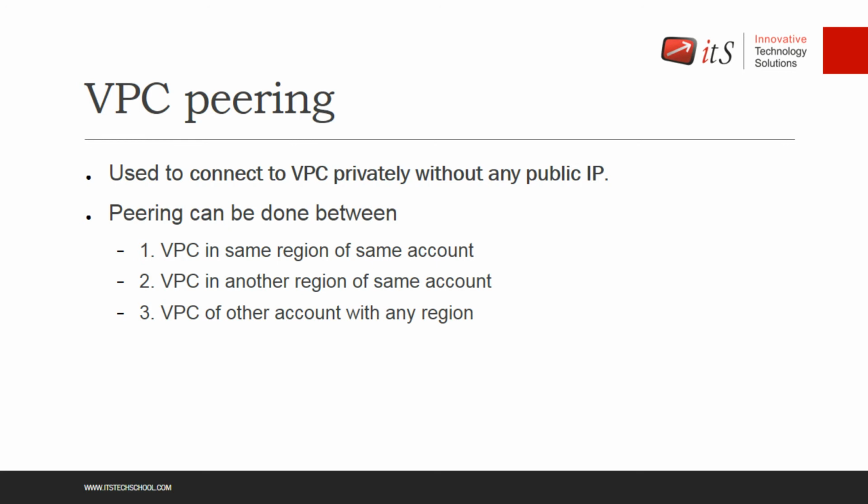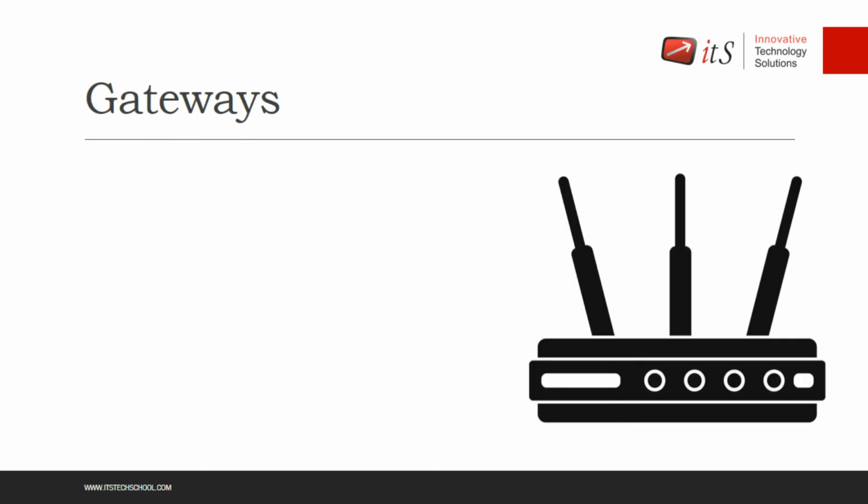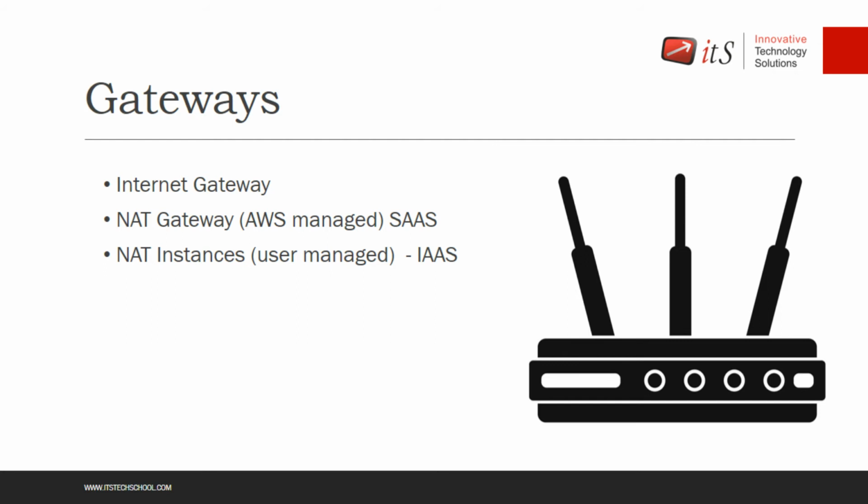Right? Then the gateways. A gateway we had seen earlier in the last video. If you want to go out of the network, you will need a gateway. A gateway that you can have is an internet gateway for connecting to the internet. A NAT gateway, if you are in a private subnet and still want to go to the internet, you will need a NAT gateway. And NAT instances. A small difference between the NAT gateway and the NAT instances is like this.